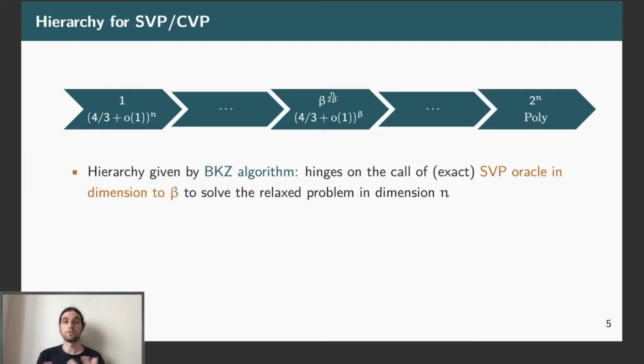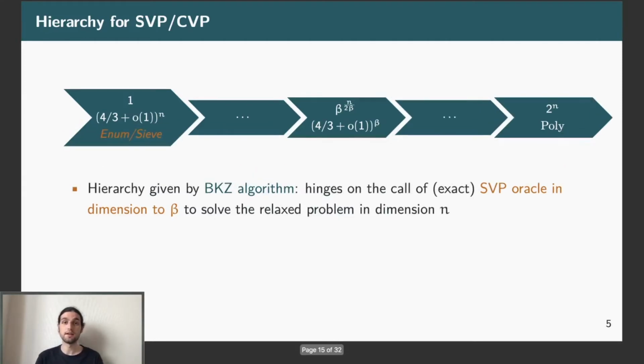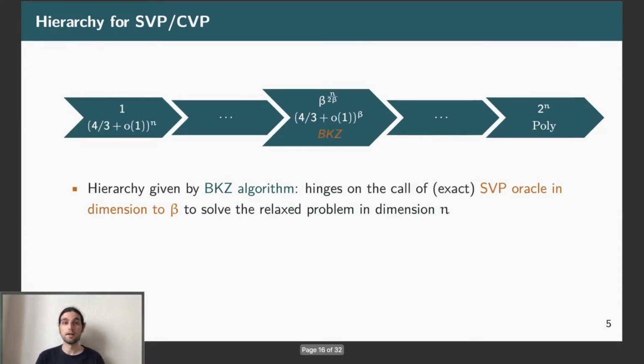So if you want to solve the exact problem, so the approximation factor is equal to 1, then you will have the same kind of technique of enumeration or sieving, and the time you have to spend to solve the problem is exponential in the dimension. But if you allow yourself to solve the problem within a factor beta to the n over 2 beta, for instance, for a parameter beta smaller than n, then you can rely on the so-called BKZ algorithm, which solves this problem in time exponential in beta.